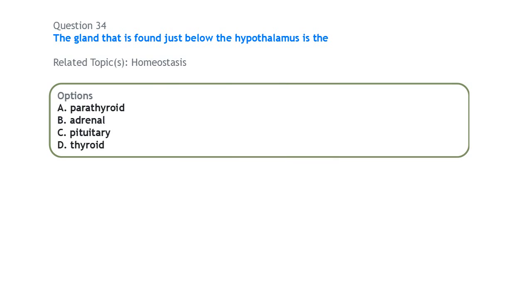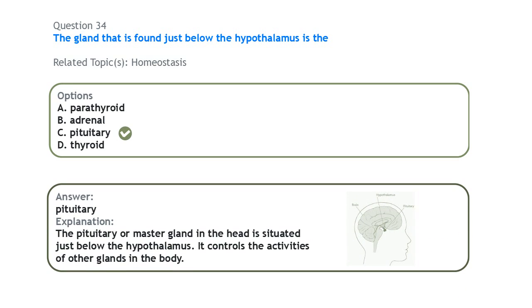Next, on homeostasis, the gland that is found just below the hypothalamus is that is what is called the pituitary gland. The pituitary gland is also known as the master gland in the body, and it is located just below the hypothalamus in the brain.